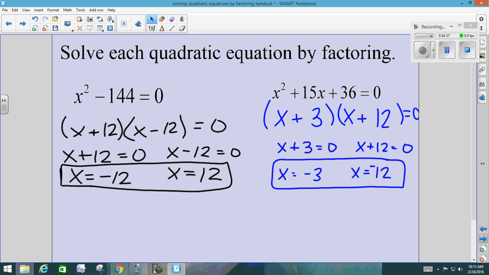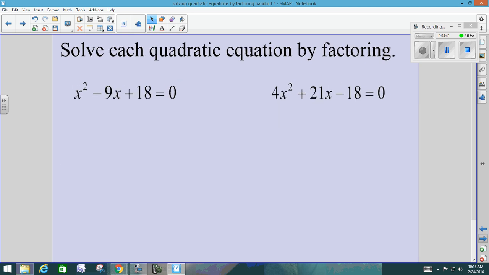Let's jump to number 6. 4x squared plus 21x minus 18 equals 0. Is it set equal to 0? Yes. Do we have a GCF? No, we have no GCF. Okay, so then we're just going to factor it.